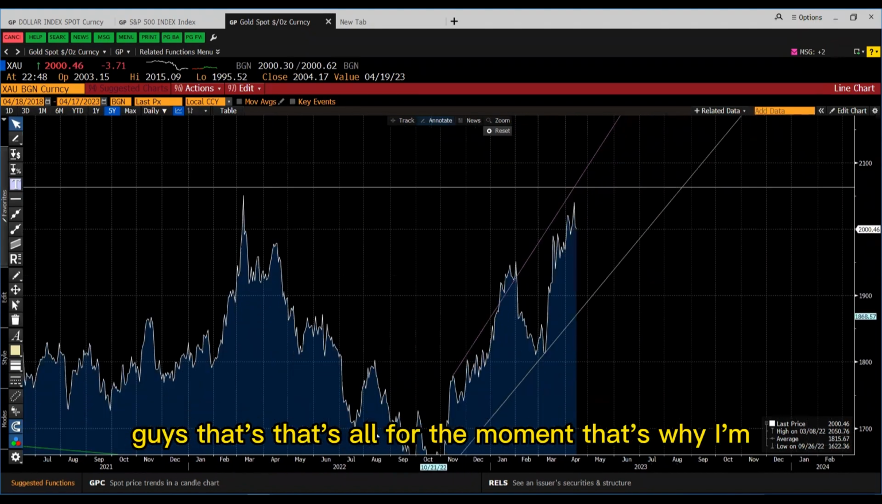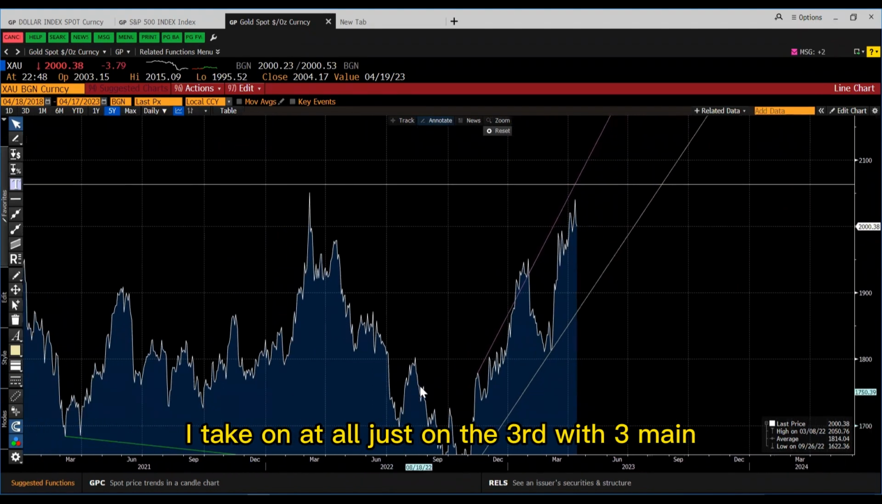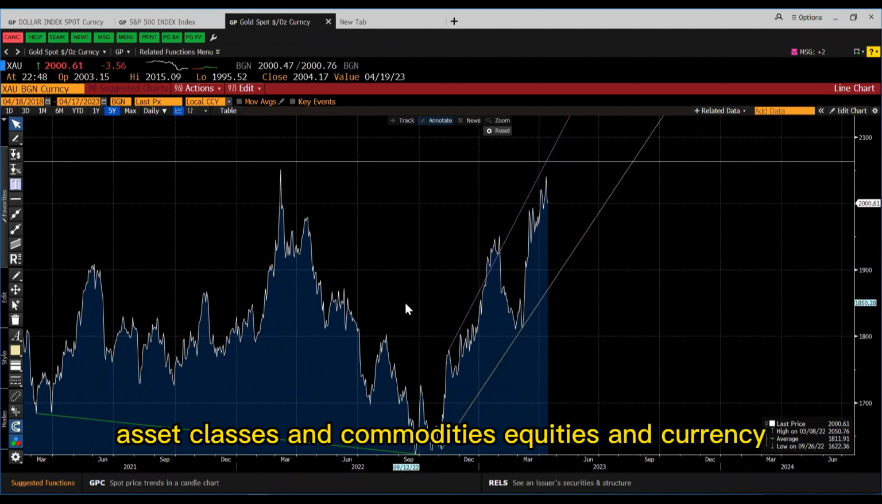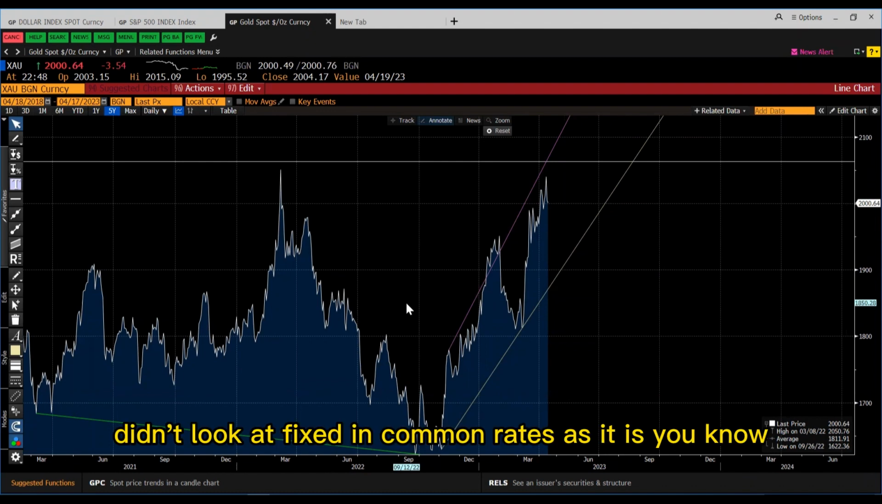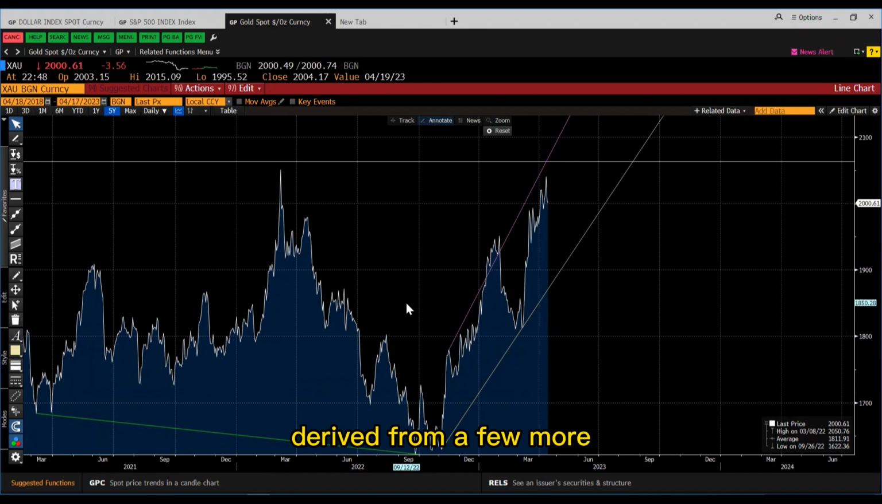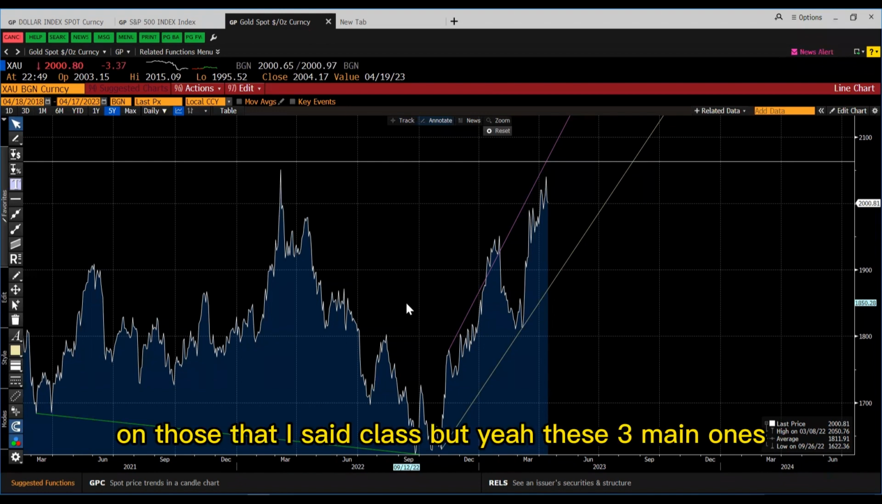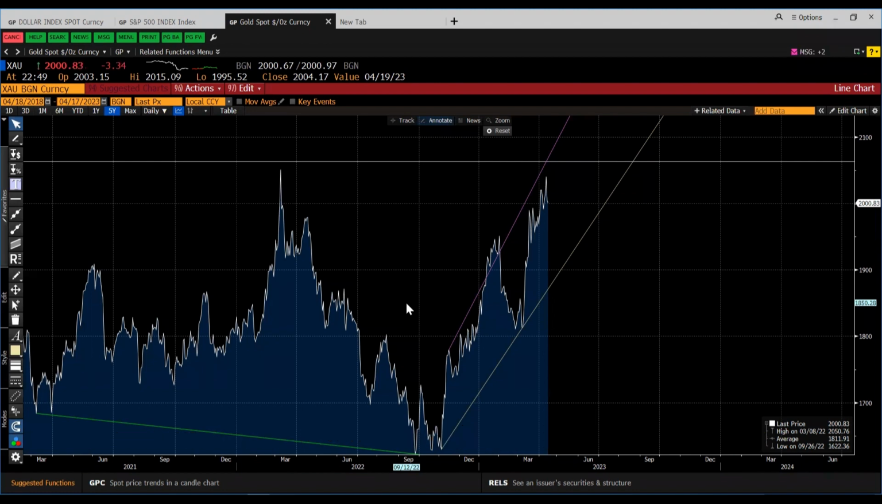So guys, that's all for the moment. That's my take on the three main asset classes: commodities, equities, and currency. I didn't look at fixed income and rates, as it's derived from a few other features than just pure pattern trading, so it's a little bit harder to draw analysis on that asset class. But yeah, there's three main ones. That's my take on it at the moment.